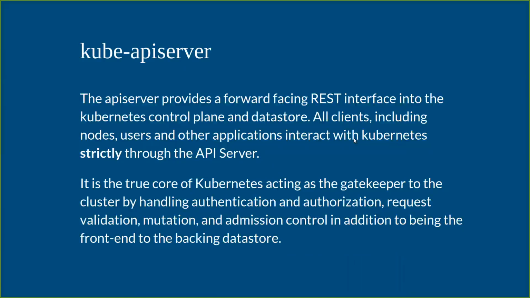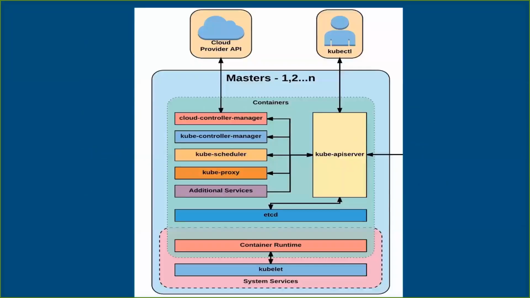So kube API server, by the name itself, is an API server through which we can deploy containers. It interacts with all the components inside the cluster, and all clients including nodes, users and other applications interact with Kubernetes strictly through the API server. If you see this diagram, there are arrows all interacting with the API server. The user kubectl is basically the Kubernetes admin.